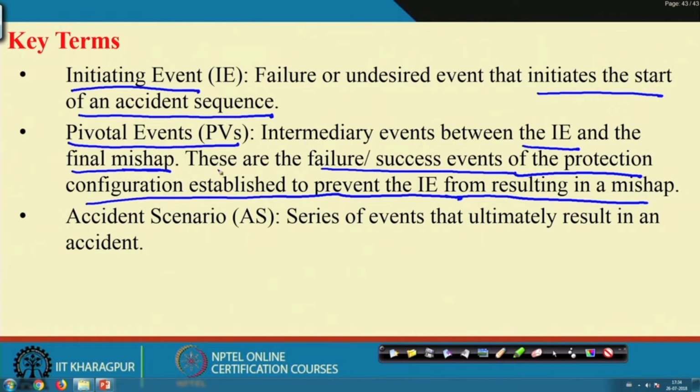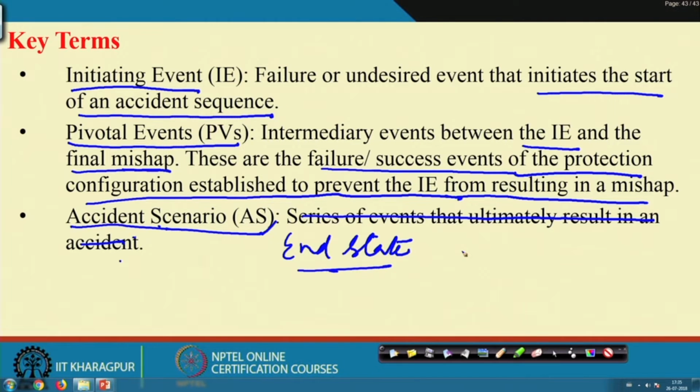So, the event tree is a technique that gives you those paths. And accident scenario is another term, a series of events that ultimately result in an accident. Actually, the accident scenario is basically the end state. So it is not a series of events in this sense, it is end states. Whether it will be safe, unsafe, or partially damaged, something like this. Those end states are accident scenarios.